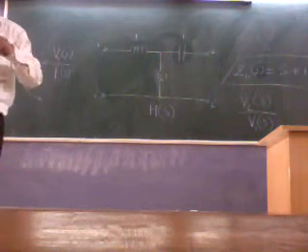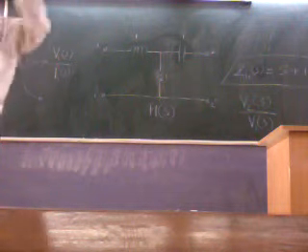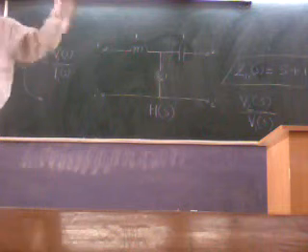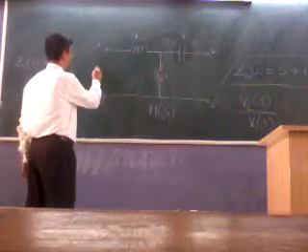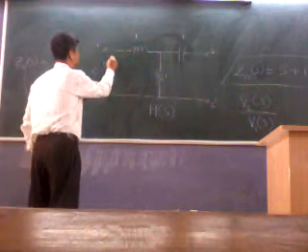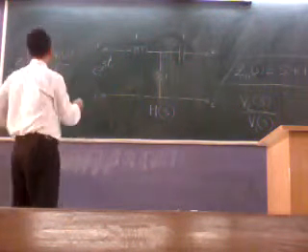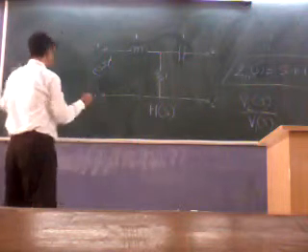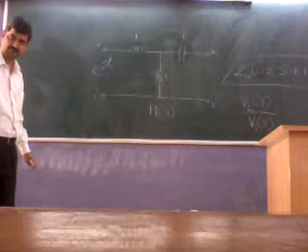Or connect some input which is of the type e raised to st, get the output and get the ratio directly. So we have a simple situation. If I apply e raised to st here, what will be the output? We calculate. V1, I say V1t.